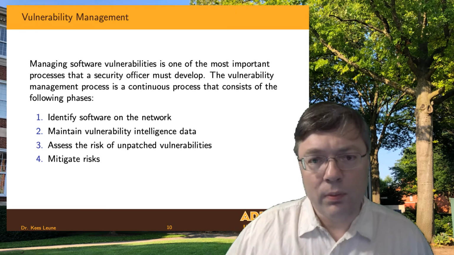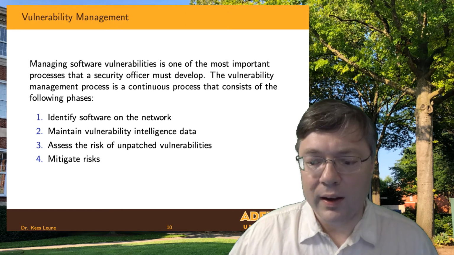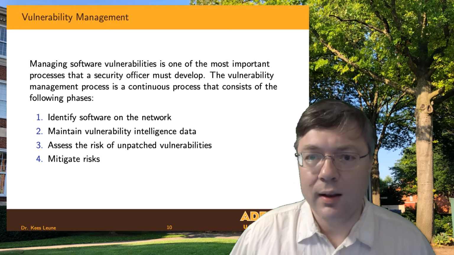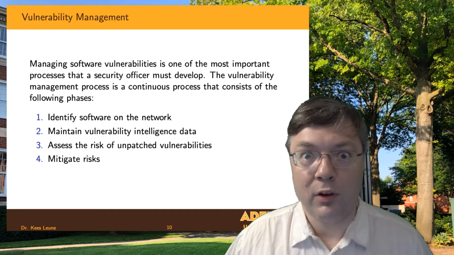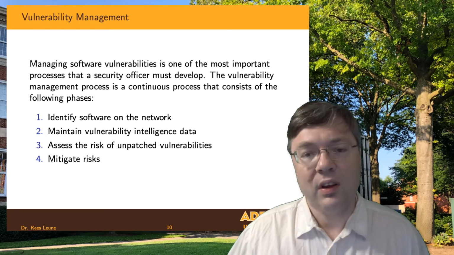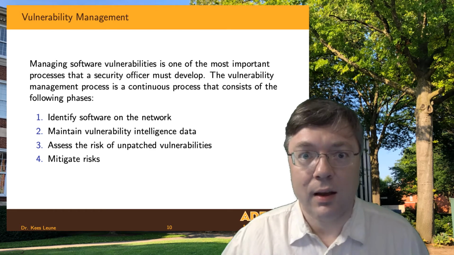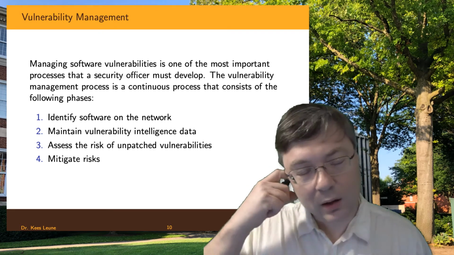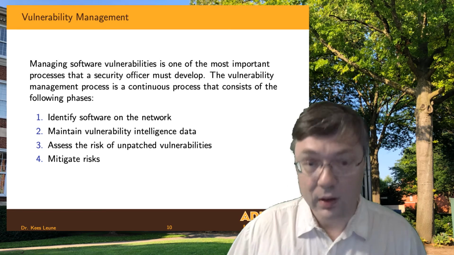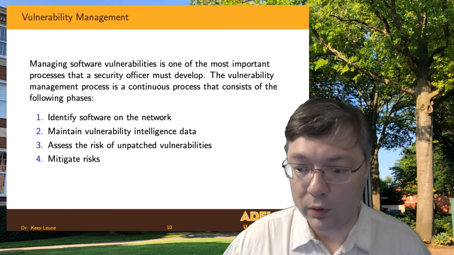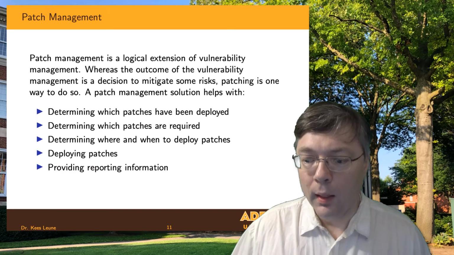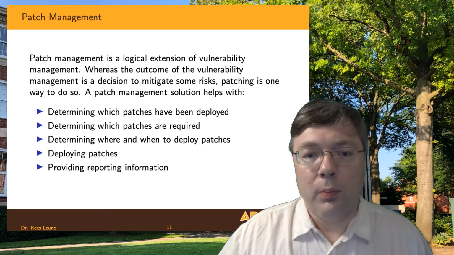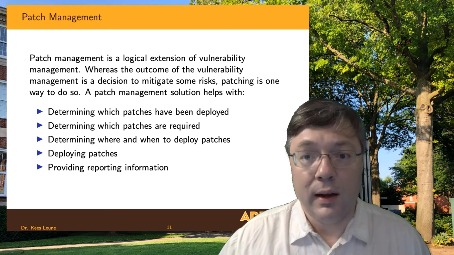And so it's just a 4-step process of identifying the software, maintaining some form of vulnerability intelligence data, in other words, knowing what has been fixed but I haven't deployed yet, assessing the risk of what I haven't fixed yet, and then of course mitigating it, which is actually the fixing part. It sounds very easy, but in practice it's very, very hard, and it's really an ongoing job. This is all assuming that I have vulnerabilities that I can fix and that I can find.